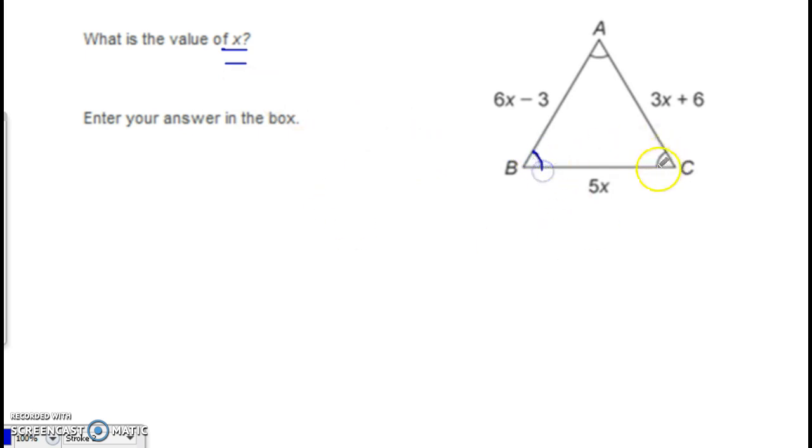And in this case, it tells us all 3 angles are congruent. If all 3 of them are the same, then we know it's an equilateral triangle. And in an equilateral triangle, we know all the sides are equal. All right, so I'm going to go ahead and mark all of these sides equal.